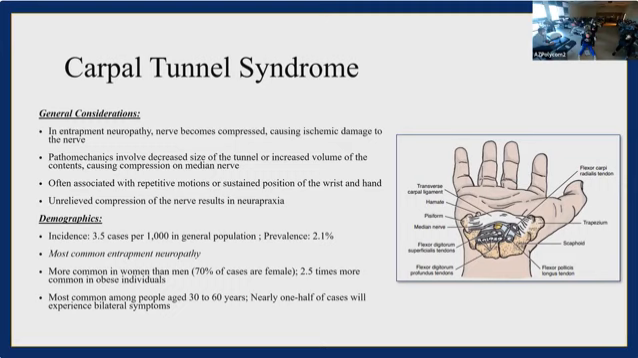It's 2.5 times more likely in obese individuals. Most common among people aged 30 to 60, and nearly 1/2 of cases will experience bilateral symptoms. That doesn't mean that it's causing symptoms on both sides. It means that you have this side as an isolated issue, this one as well. If you had someone with bilateral numbness and tingling down their arms, that's not carpal tunnel. That's probably cervical myelopathy.